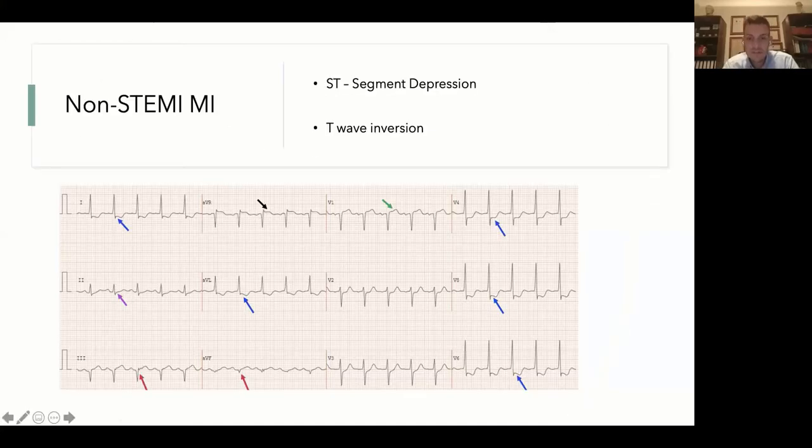Does everyone understand this? I know it is a lot, but we will go through examples at a separate lecture and try to take it all in and explain it again and again, because revision will make it perfect. Okay? Does everyone understand non-STEMI MI? Excellent.